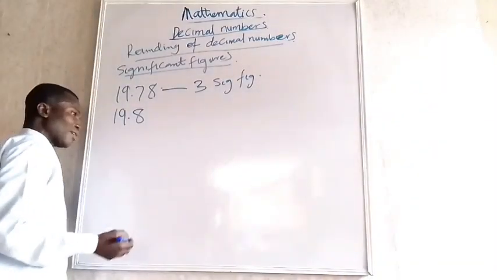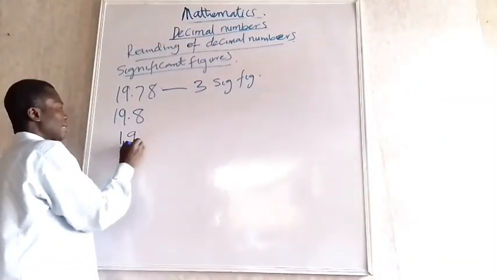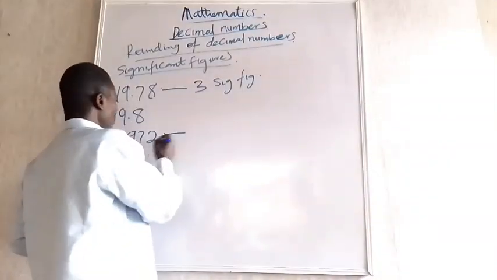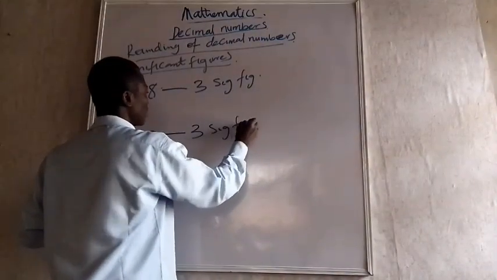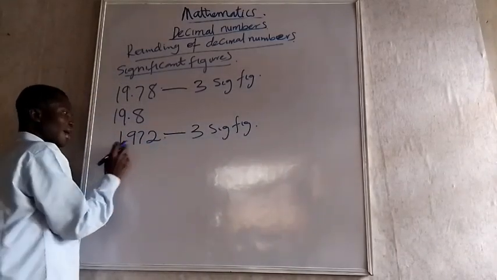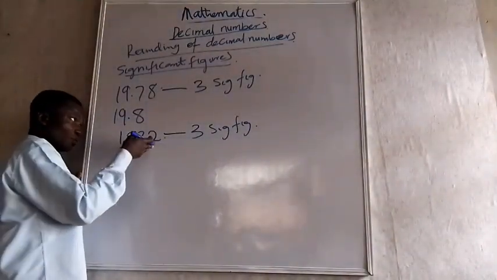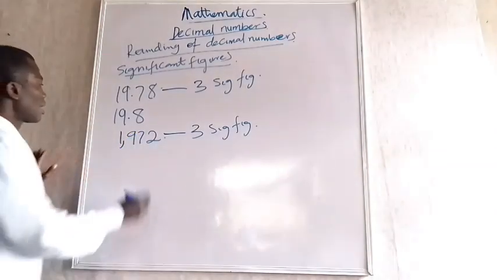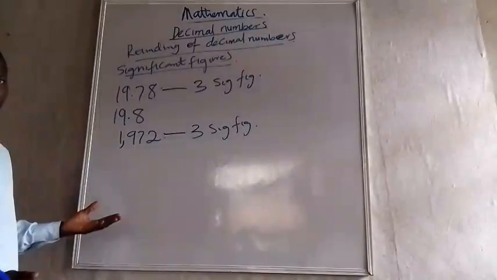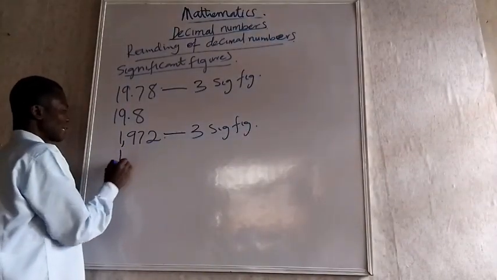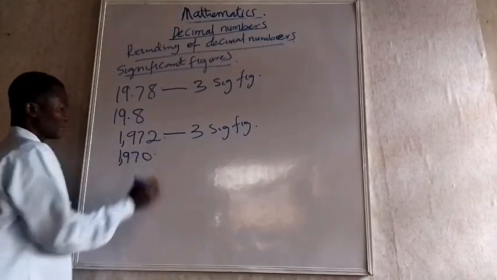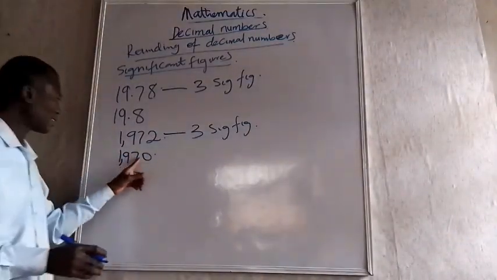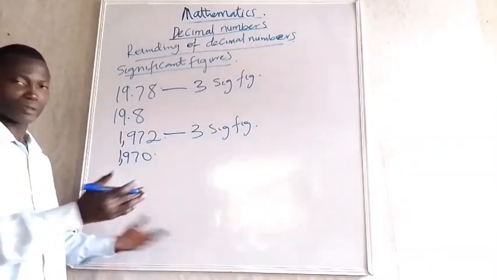Let's look at another one. If I have a figure like 1972, and I'm asked to round this one to 3 significant figures. You can see I have 4 figures, and the last one is not up to 5. So what do I do? Since it is not up to 5, I can easily crush it. And this one will now be 1970. You can see those are the 3 significant figures. The last one becomes 0. If there is a point here, I won't need any 0 again. It is gone.